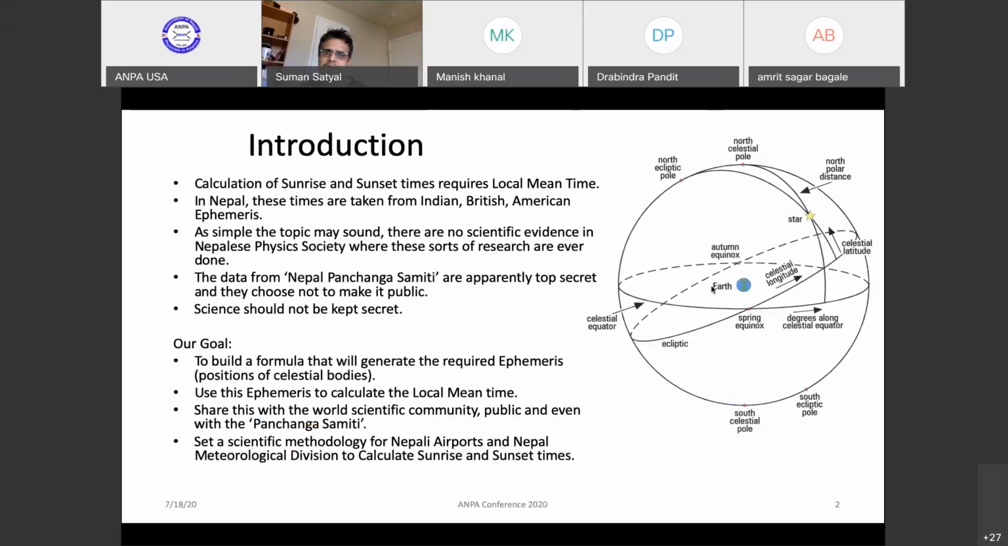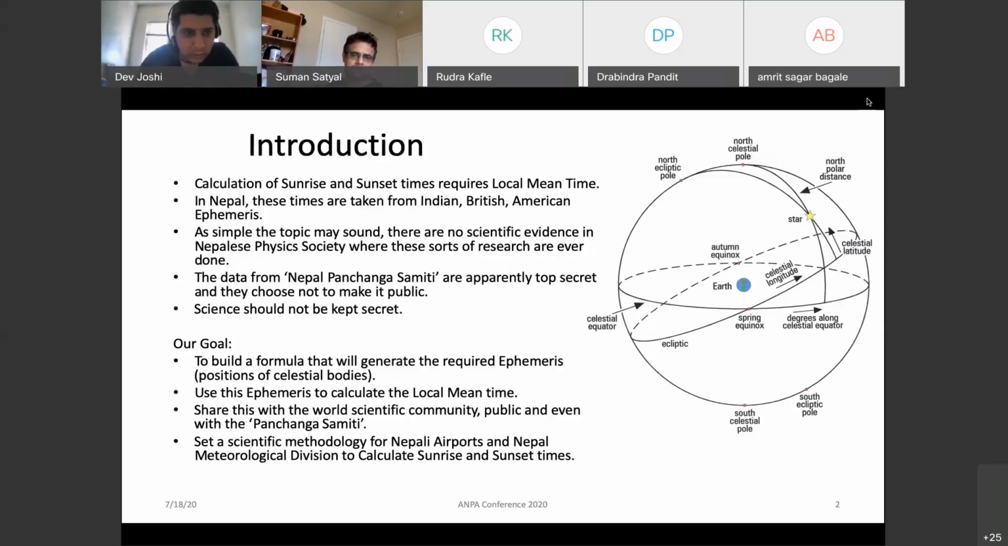Introduction. The scientific calculation of sunrise and sunset time for Nepal motivates me to work on this project. Currently, Nepal is calculating sunrise and sunset time from British and American information. Nepal also continuously releases sunrise and sunset times, but the method of calculation is top secret. Our goal is to build the formula and present models and to calculate the local mean, and we will share this information with the method of calculation.